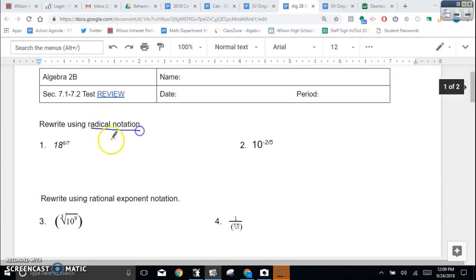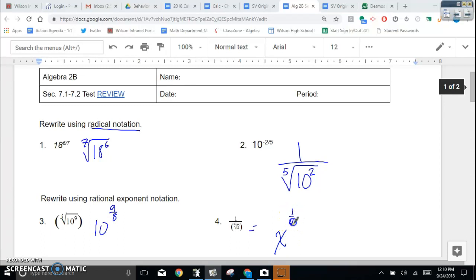Okay, we're going to put this in radical notation, which just means we're going to put it in 18 to the 6th under the 7th root. Over here, we'll go 1 over because of the negative, and then I'm going to have the 5th root of 10 squared. Rewriting in rational exponent form, that'd be 10 to the 9 eighths. This little 8 is the denominator of the exponent's fraction. So this is a fraction, so this would be x to the 1/4, and we'll get a negative with that because of it being in a denominator. So that's basically the first 4.